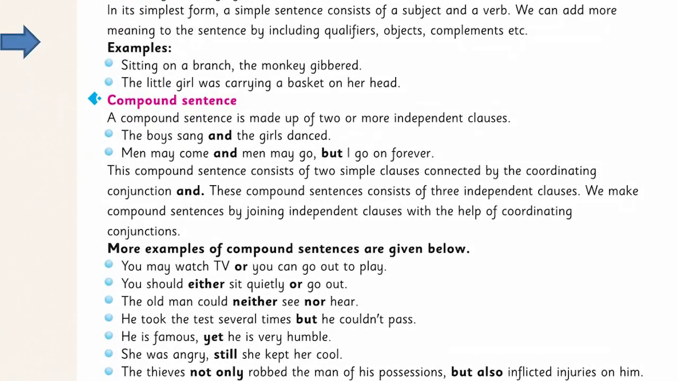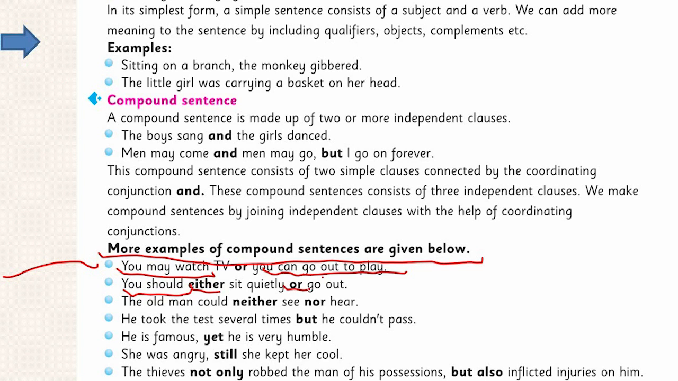Now look here. More examples of compound sentences are given below. You may watch TV or you can go out to play. Here "you may watch TV" is an independent clause and "you can go out to play" is another independent clause, and "or" is here the coordinating conjunction. Look at example number 2. You should either sit quietly or go out. The bold letters are the coordinating conjunctions. We have 2 conjunctions here, either-or.